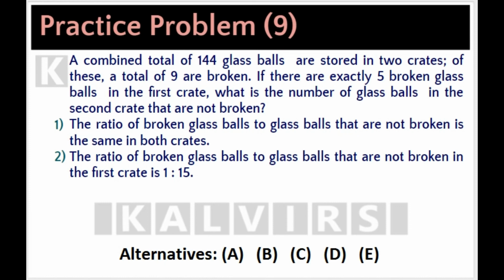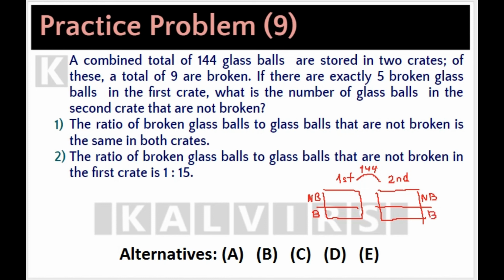The question stem states the following. There are 2 crates. The total number of glass balls in both crates is 144. There are broken glass balls and non-broken glass balls in each crate. There is a total of 9 broken glass balls in both crates. So, how many non-broken glass balls are there?